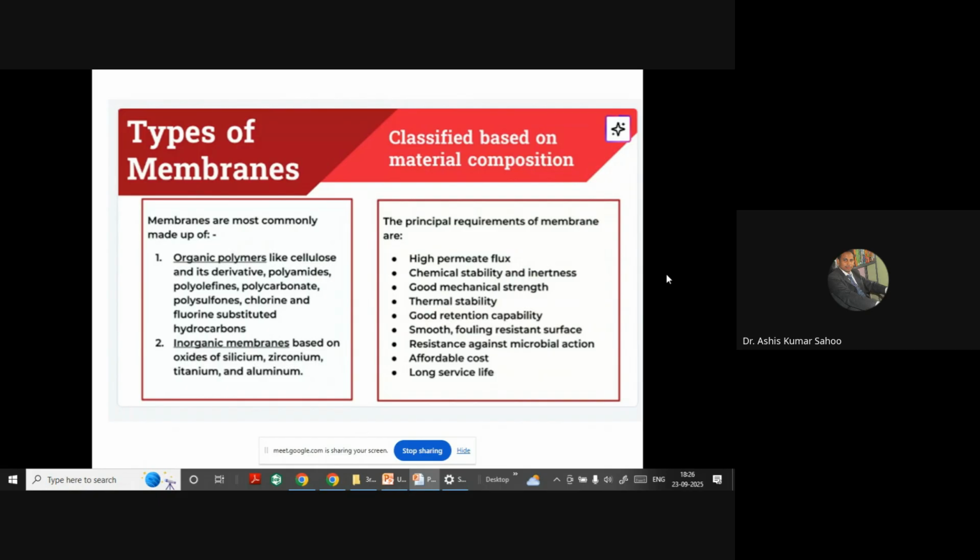Such as silicon, zirconium, calcium. The principal requirements for a membrane are high permeate flux, chemical stability and inertness, good mechanical strength, thermal stability, good retention capability, smooth fouling-resistant surface, resistance against microbial action, affordable cost, and long service life. You can see on the screen, these are the different requirements to use a membrane.